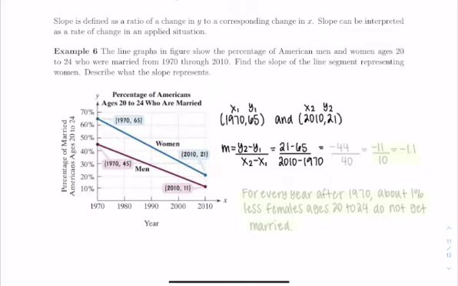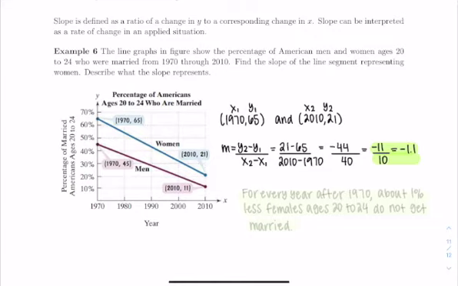And so on top we end up with a negative 44. And on the bottom I have a 40. Now we can divide both the top and bottom by 4 to simplify, which will give me negative 11 over 10. And let's go ahead and just write the decimal. If we were to type this into our calculator, we would get negative 1.1. So our slope here in both forms is negative 11 over 10 or negative 1.1.